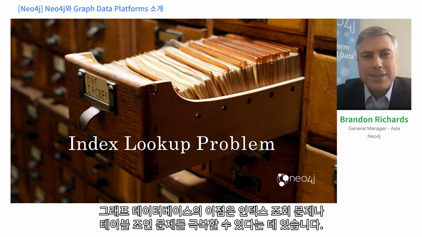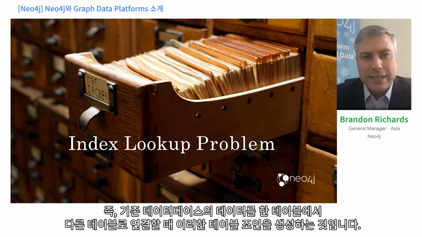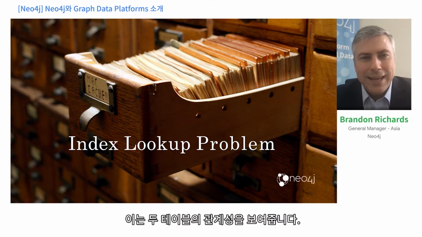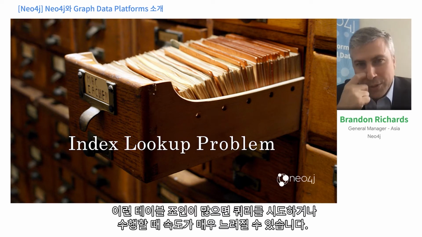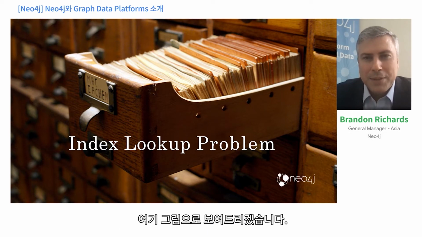The secret sauce of the graph database is that we can overcome what's called the index lookup problem, or the table join problem. And what this is, is that when you connect data in a traditional database from one table to another table, you create this table join. It's like an index showing how those two tables are related. If you have a lot of these table joins, it can become very slow when you try and do your queries. Let me illustrate it this way.